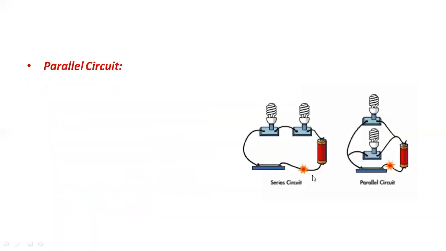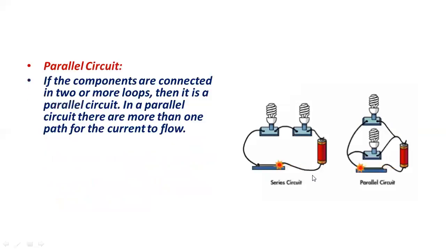The second type of circuit is the parallel circuit. If the components are connected in two or more loops, or you can see branches in this case, here this is one loop and this one is the second loop. So if the components are connected in more than one loop, or if there are branches in the circuit, then it is called a parallel circuit.